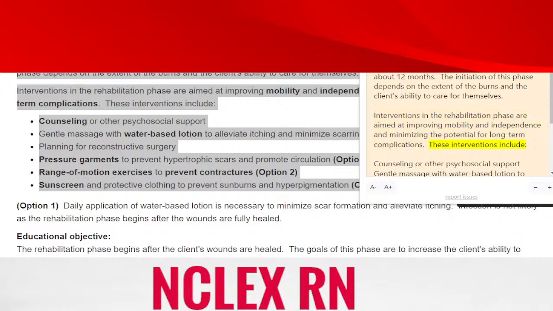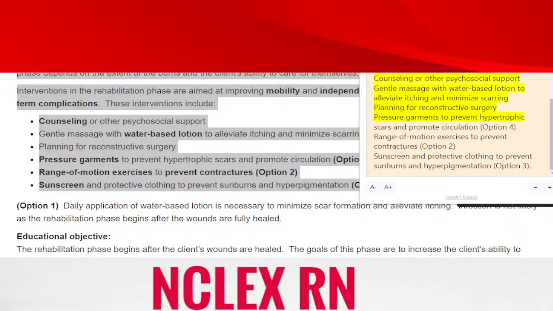These interventions include counseling or other psychosocial support, gentle massage with water-based lotion to alleviate itching and minimize scarring, planning for reconstructive surgery, pressure garments to prevent hypertrophic scars and promote circulation (option 4), range of motion exercises to prevent contractures (option 2), sunscreen and protective clothing to prevent sunburns and hyperpigmentation (option 3).